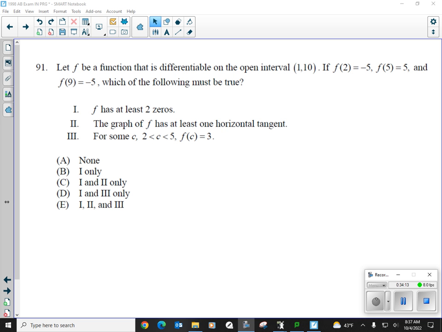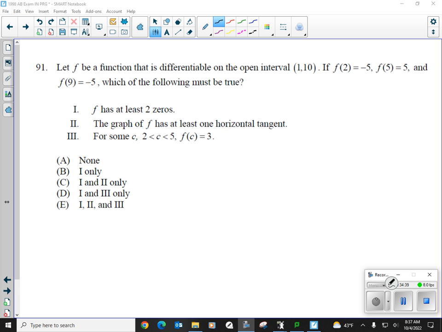91. Let f be a function that is differentiable in the open interval from 1 to 10. If it is differentiable, it has to be continuous. That's a rule. If f of 2 is -5, and if f of 5 is 5, and f of 9 is -5, which of the following must be true?